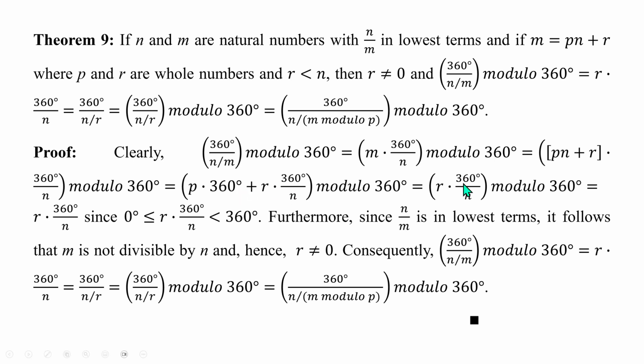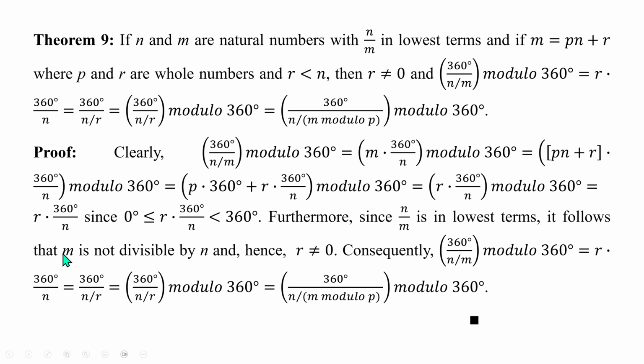So this is equal to r times 360 degrees over n, modulo 360 degrees, and I claim that this is going to be equal to r times 360 degrees over n, that there's no further reduction that has to be done. And how do we know that? Well, r is less than n. So r over n is going to be less than 1. So we're just multiplying 360 degrees by some fraction which is less than 1, and that gives us something smaller. So in particular, r times 360 degrees over n is going to be greater than or equal to 0 degrees, but less than 360 degrees.